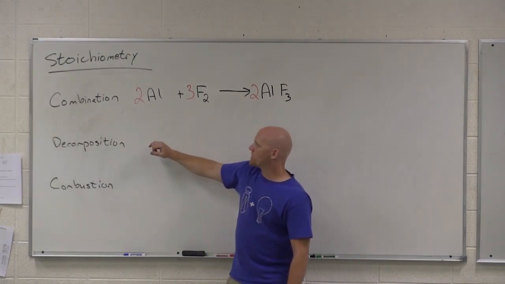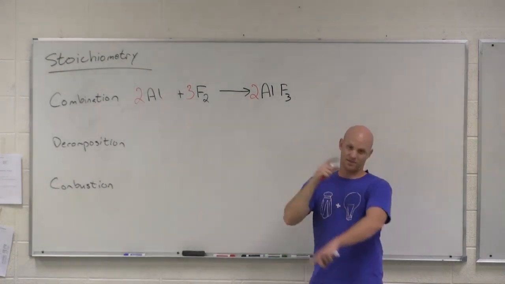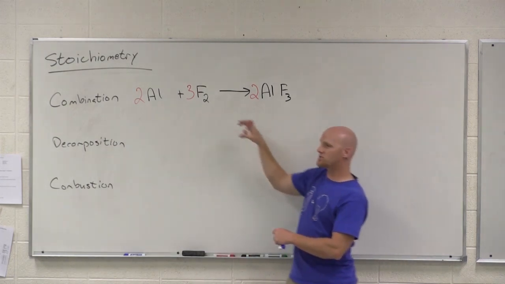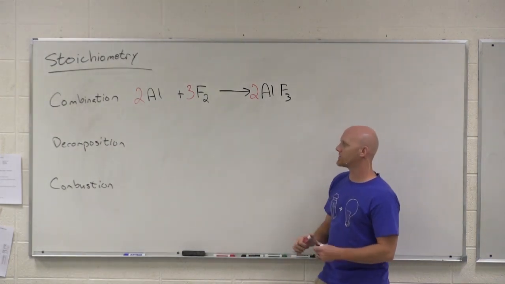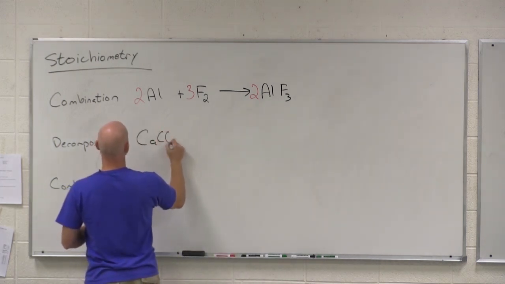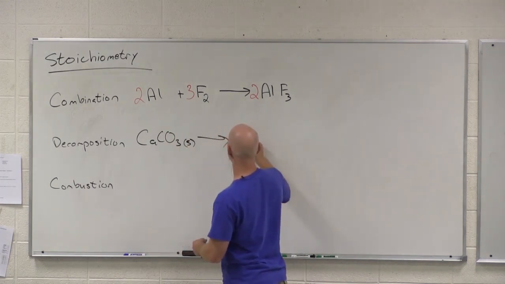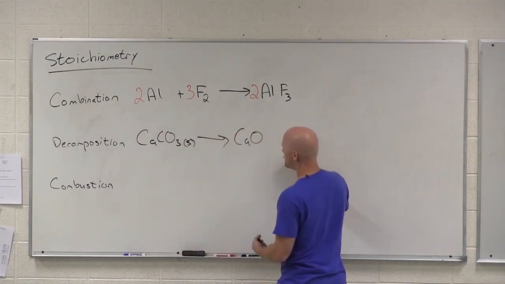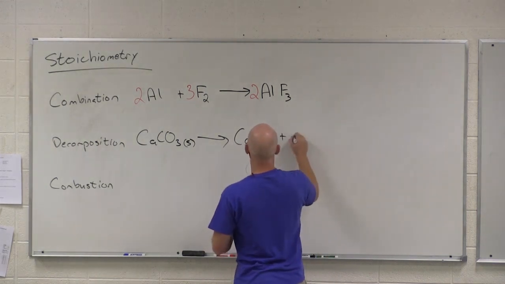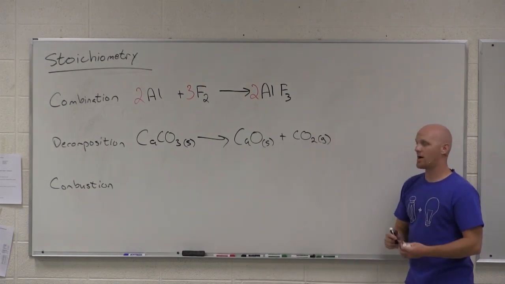The second kind of reaction you have to be familiar with is decomposition. How does that compare to combination? It's typically just the opposite. You have a compound breaking up into multiple other compounds or elements. An example might be calcium carbonate. It turns out calcium carbonate doesn't break up into pure elements, but typically will break up into calcium oxide and carbon dioxide. How do I balance this one?